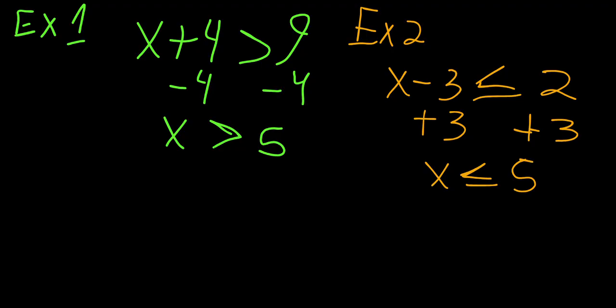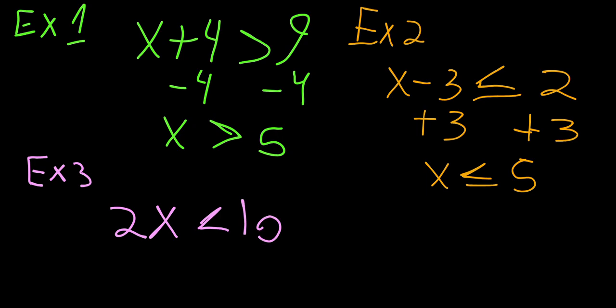Okay, you'll notice that we're taking exclusively the same steps when it comes to an inequality and an equation. Example 3, this is with multiplication. We're going to do just like we've learned so far. We're going to divide by 2. x is less than 5.